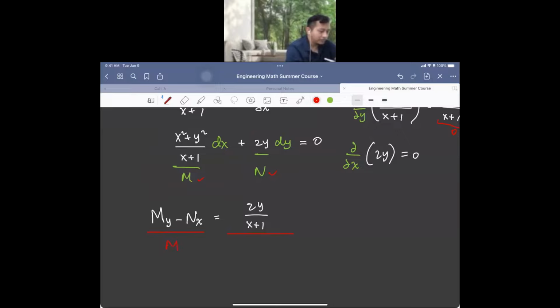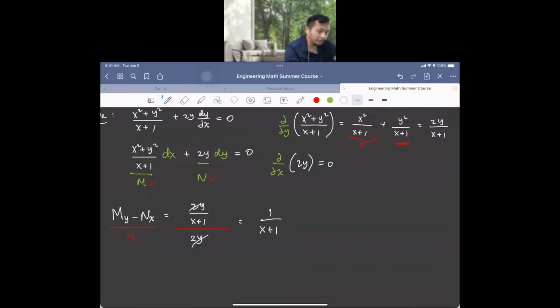If we divide with M, you end up with a function of two variables. That is not what we want. We want only one variable. So that's not a good idea. Let's take it back. So maybe N. When we divide with N, we divide with 2y, so we are just left with 1 over x plus 1, canceling. And this is just a function of x. It's one variable, so we are going to have R of x.